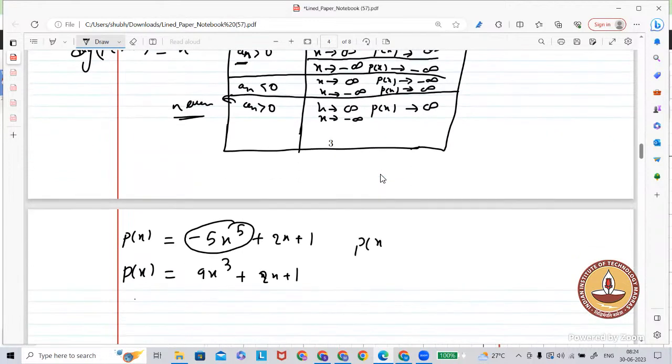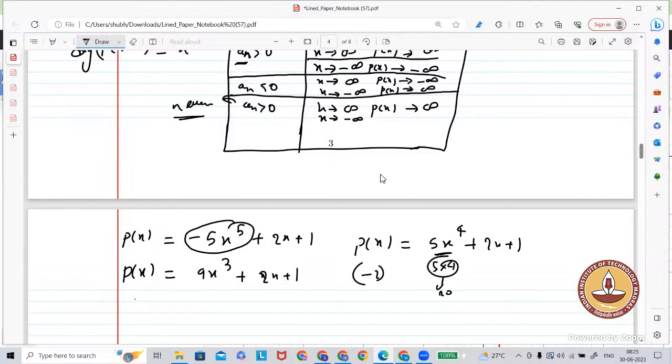Suppose you have a polynomial p(x), let's say 5x to the power 4 plus 2x plus 1. If you give minus 2 as the input, this will become positive, right? This will give 5 into 4, which is 20. Why does the highest degree term play a crucial role? The reason is that, compared with the other terms, it gives the maximum output, and you need to add this. That's why it is happening.